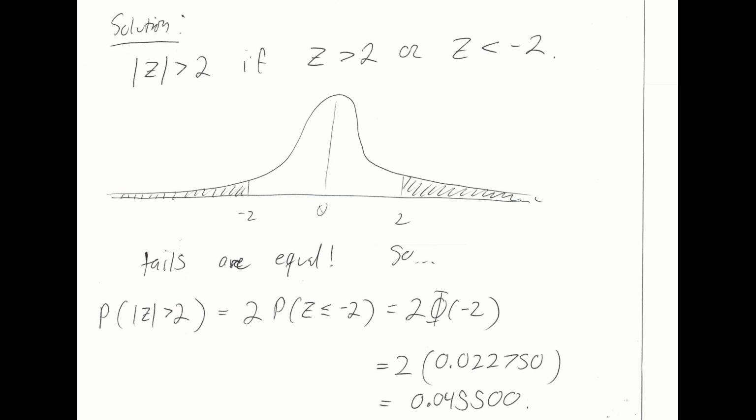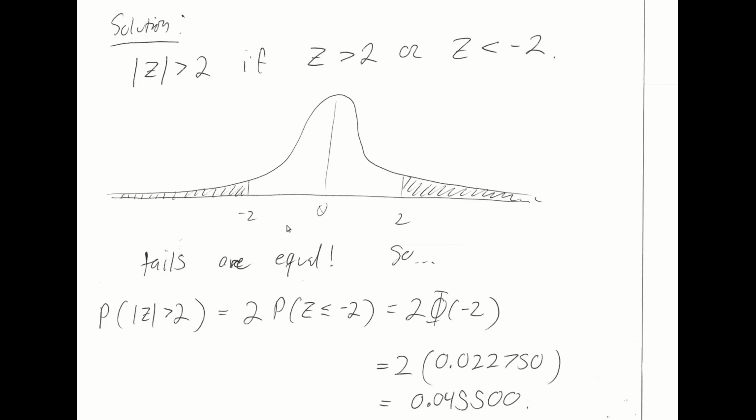The event that the magnitude of this random variable is greater than 2, the absolute value of this random variable is greater than 2, can only happen if the random variable itself is greater than 2, or if the random variable itself is less than -2. So the only way to get more than a distance 2 away from 0, talking about the magnitude, is to get to the right of 2 or to the left of -2. That's when the distance between the point and 0 will be greater than 2.